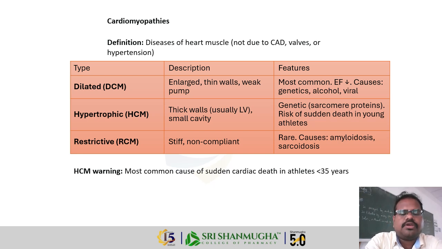And restrictive, restrictive means stiff. The heart muscle is stiff and not compliant, it is not easily smooth. So these are the types. And in hypertrophy, the most common cause is sudden cardiac death in athletes, less than 35 years old.